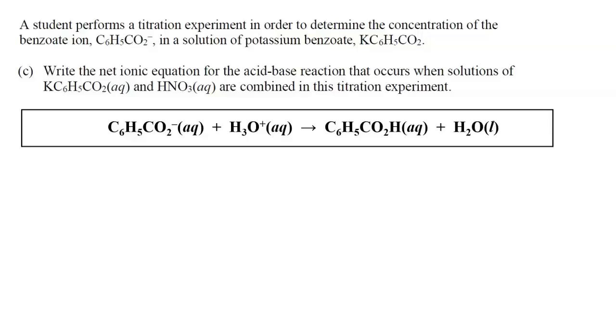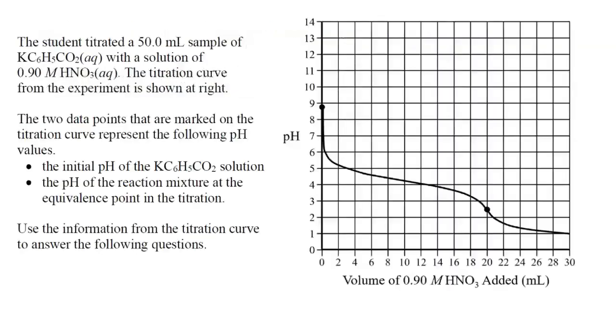Now, before we look at part D of this question, let's examine the details regarding this titration experiment. So here's what we know so far. The student titrated a 50.0 milliliter sample of potassium benzoate. So we know the volume of the potassium benzoate solution, but we don't, at least not yet, know the concentration. And so this solution was titrated with 0.90 molar nitric acid. The titration curve from the experiment is shown at right.